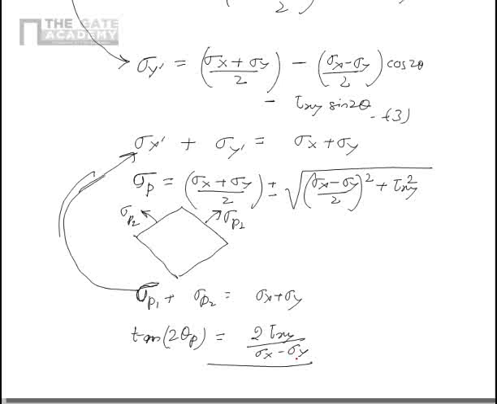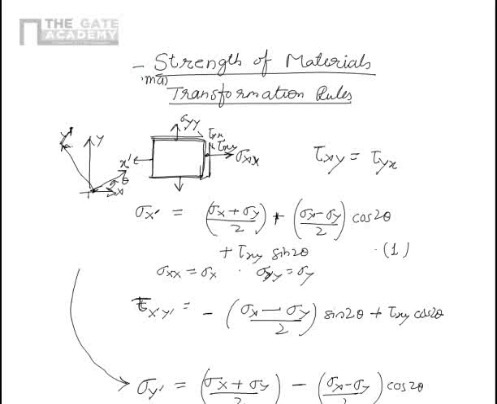Now let's see what happens to the shear stress. We know that the minimum shear stress is always 0 because there is no shear stress occurring on the principal planes. But it is possible to have shear stresses which are maximum. So what is the maximum shear stress which occurs? Tau max is given by the square root of sigma x minus sigma y by 2 square plus tau xy square.